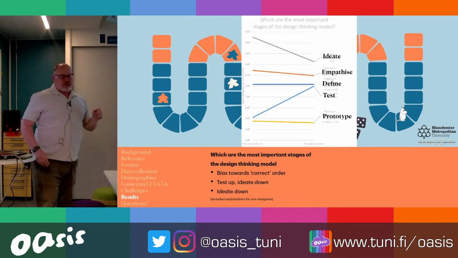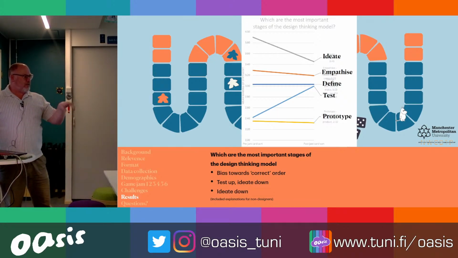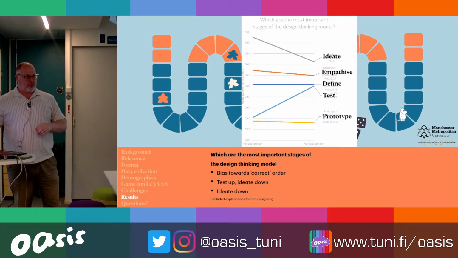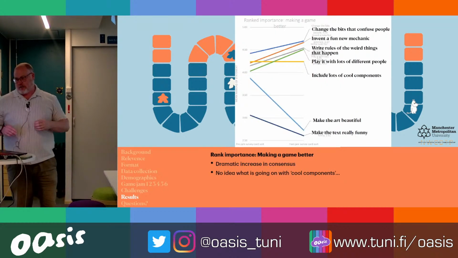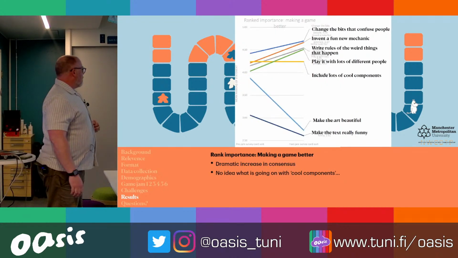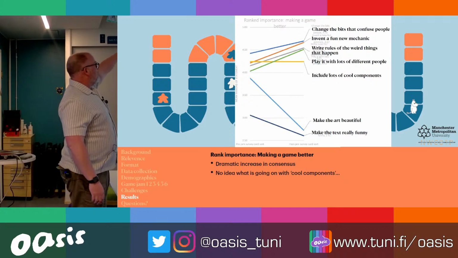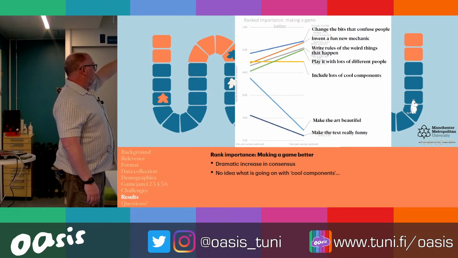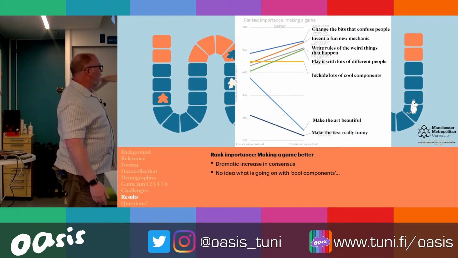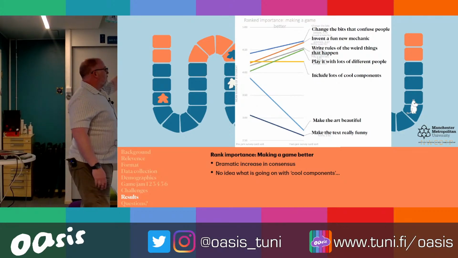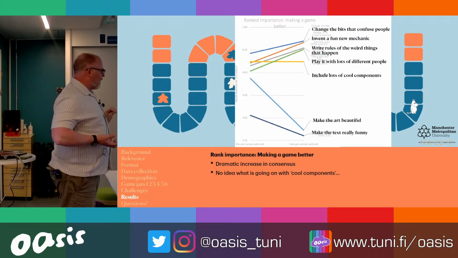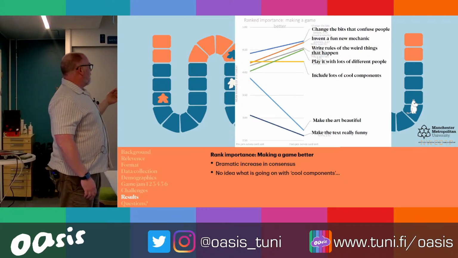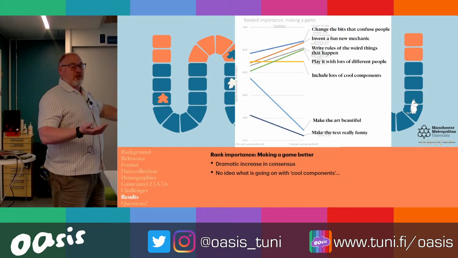So it's quite interesting. I'm working my way through discussion chapters and tidying up my lit review at the moment, so I don't have final conclusions on all of this. What we can mainly see here is what's the most important in making a game better. We don't see very many things change order here. I'm not going to read all of these out. The only thing that doesn't gain consistency and consensus is "include lots of cool components." I don't know what's going on there.